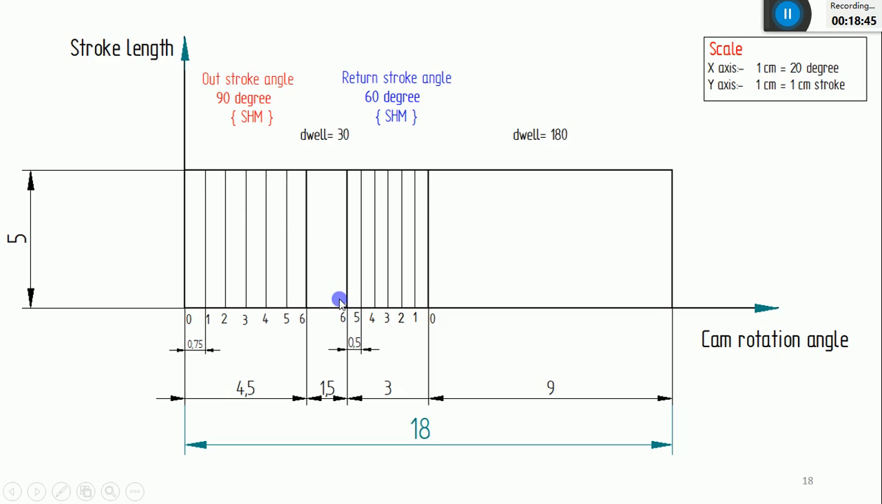And after this, the type of outstroke motion is simple harmonic, the return also simple harmonic. So I'll use the semicircle method. I'll take this stroke length, that is 50 mm or 5 centimeters. I'll take the midpoint, that is 2.5 centimeters from this reference line, the reference origin. So using the compass, I'll draw a semicircle of radius 2.5. So this will be the center. This is 2.5. This is 2.5.